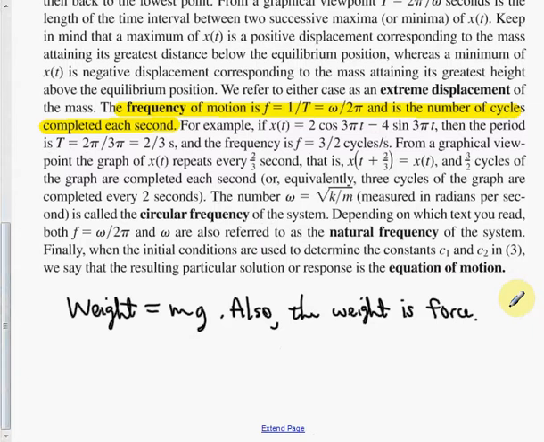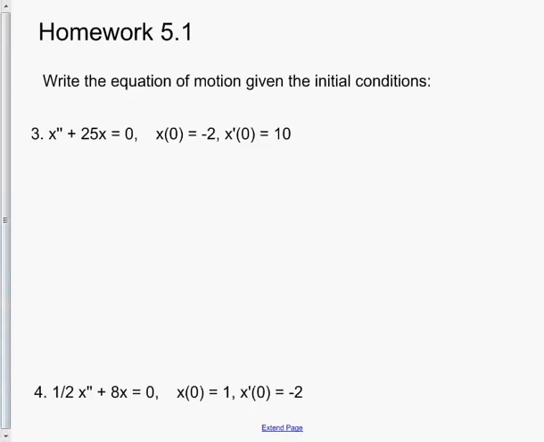So let's look at some problems here and see if we can work about 3 of these problems before you go. Write the equation of motion given the initial conditions. So let's take number 3. So here I can directly go to the auxiliary equation and write m squared plus 25 is equal to 0. This implies that m is equal to plus or minus 5i.